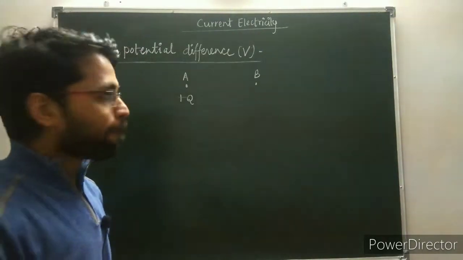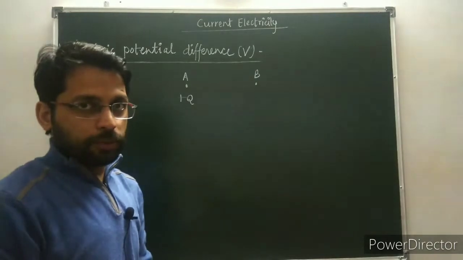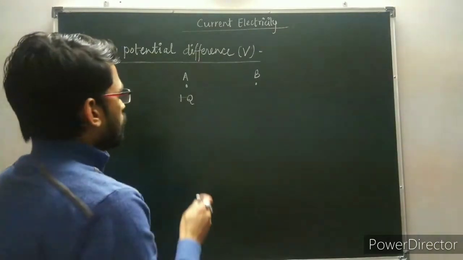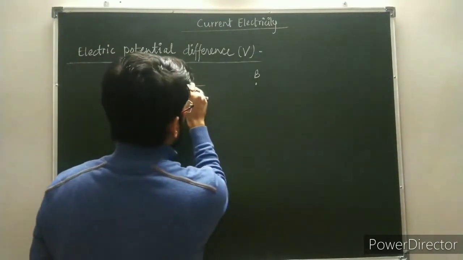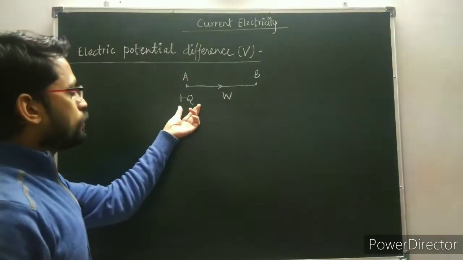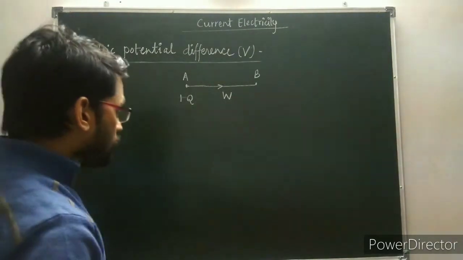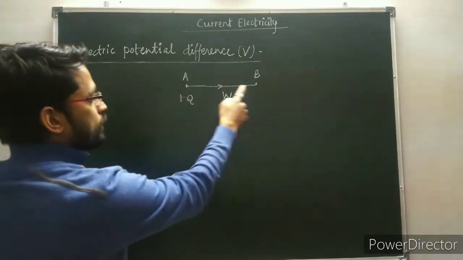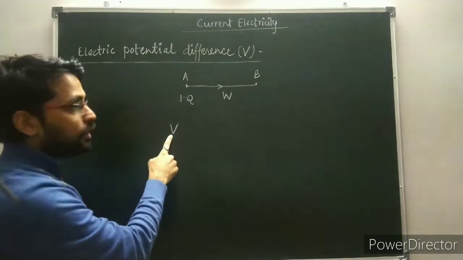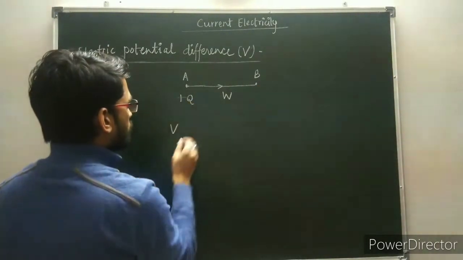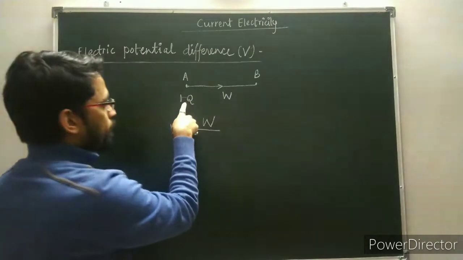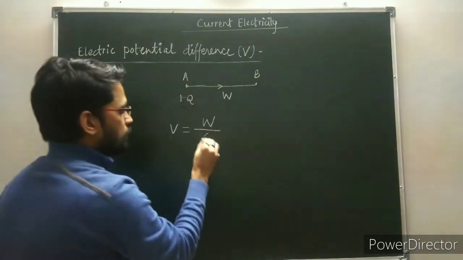Then what will you do? You have to do work in bringing this amount of charge from point A to B. Consider you have done the work W in bringing this charge from A to B. Then the electric potential difference V between these 2 points is equal to the amount of work done W divided by the magnitude of charge, that is Q.